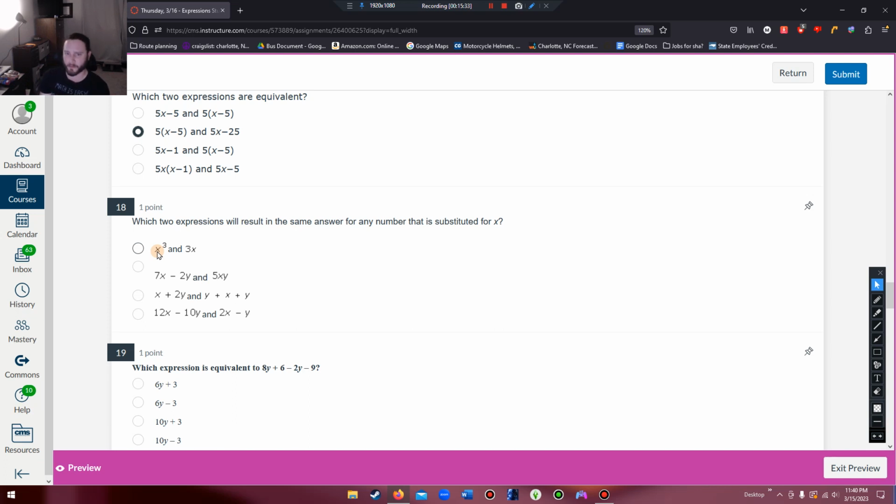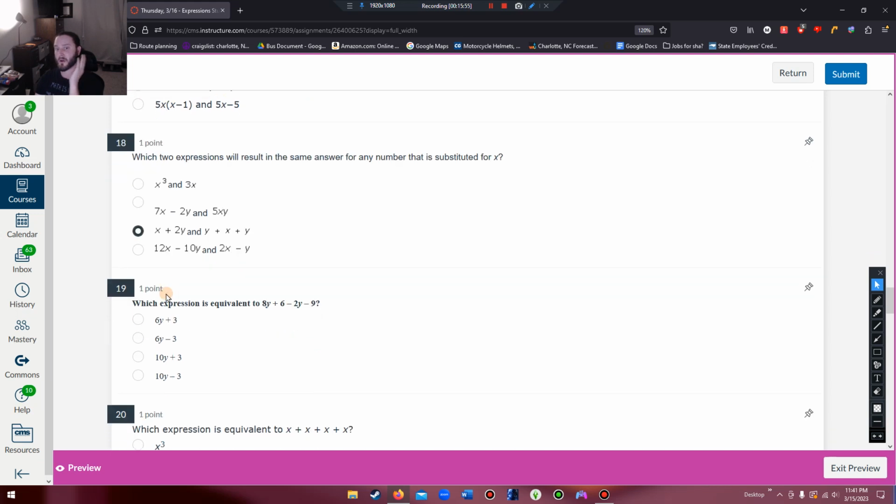They have different variables. The next one, it says x plus 2y, and then it says y plus x plus y. So there are two y's. If I simplified this one, I have y plus y. That equals 2y. And then we still have the 1x by itself, so the answer for 18 was C.